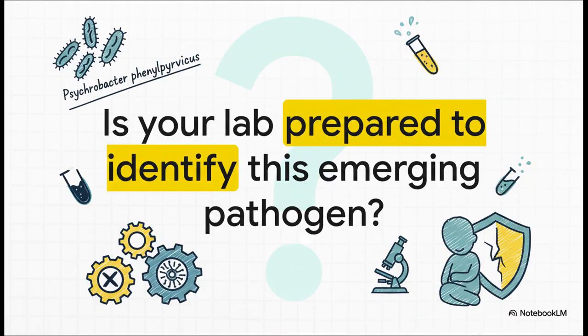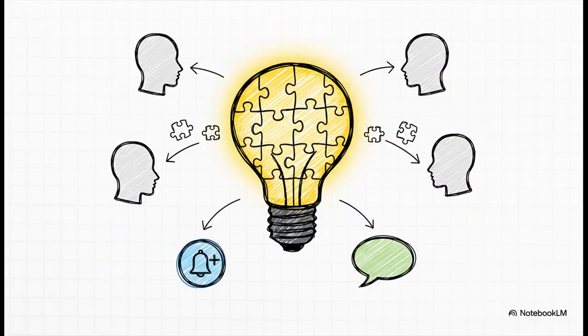And that really brings us full circle, back to the big, critical question this whole explainer is about. When you think about all the pitfalls with the Gram stain, the unreliable automated IDs, the complexities of AST, ask yourself honestly, is your lab prepared to correctly identify this emerging pathogen? Our understanding of these rare bugs like Psychrobacter phenylpyruvicus is built by us, the community. It's built one case report at a time, one shared experience at a time.